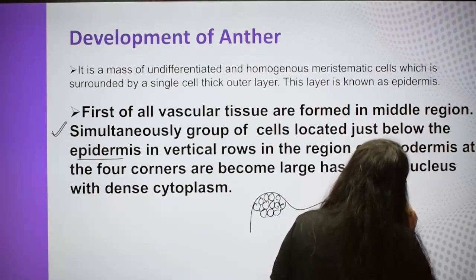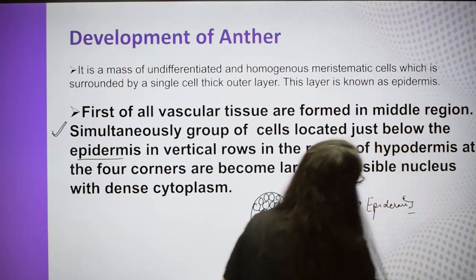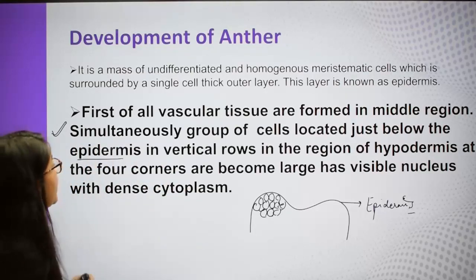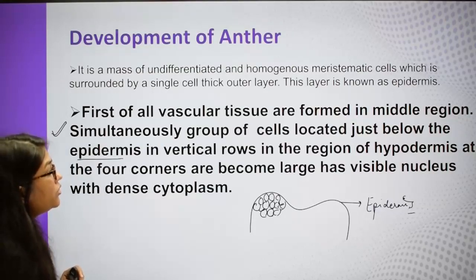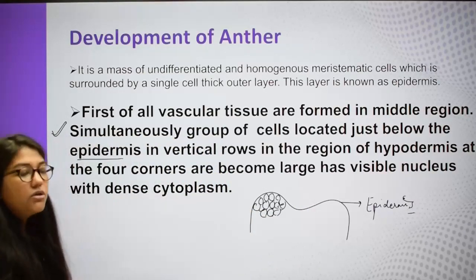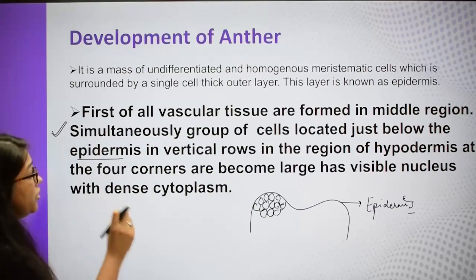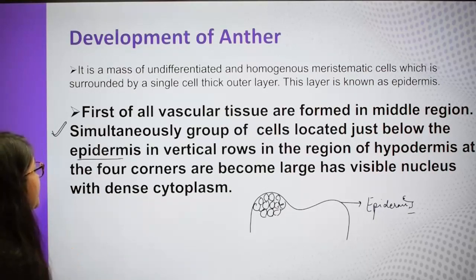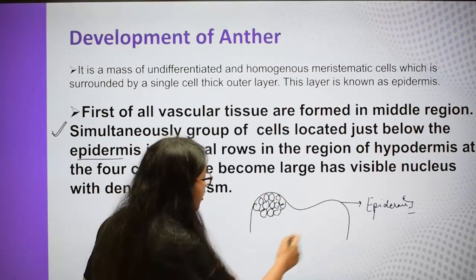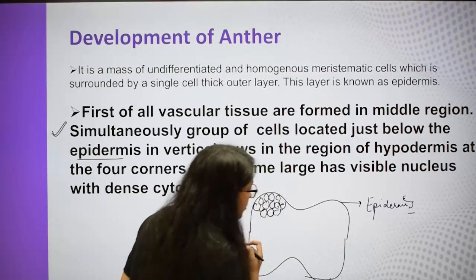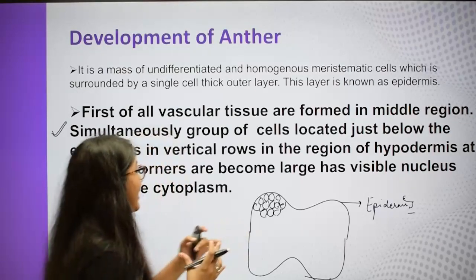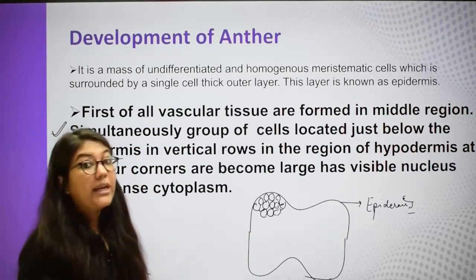What is happening in these cells? This is my epidermis. Now simultaneously a group of cells located just below the epidermis, in vertical rows in the region of hypodermis. Right, this is the epidermis, and the region below the epidermis we have called the hypodermis. At the 4 corners they become large, they have a visible nucleus with dense cytoplasm. So at the four corners, one of the cells is going to become very prominent. It will have a dense cytoplasm and become very large.